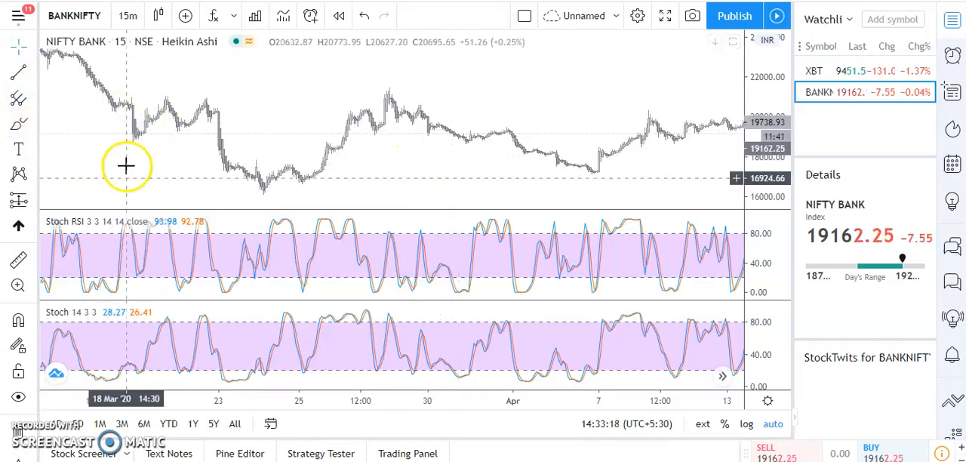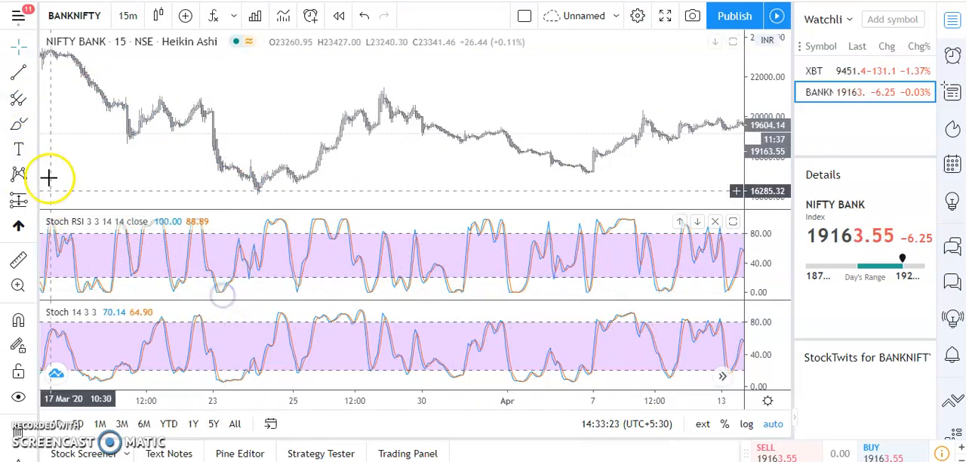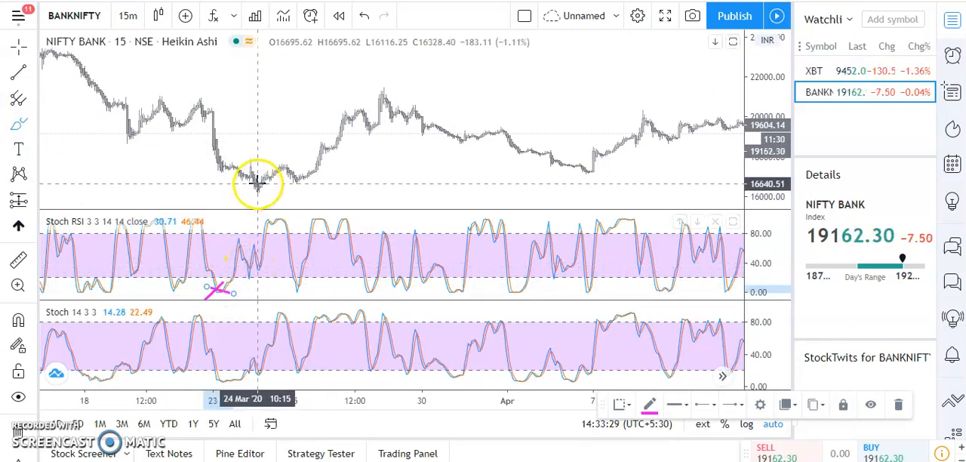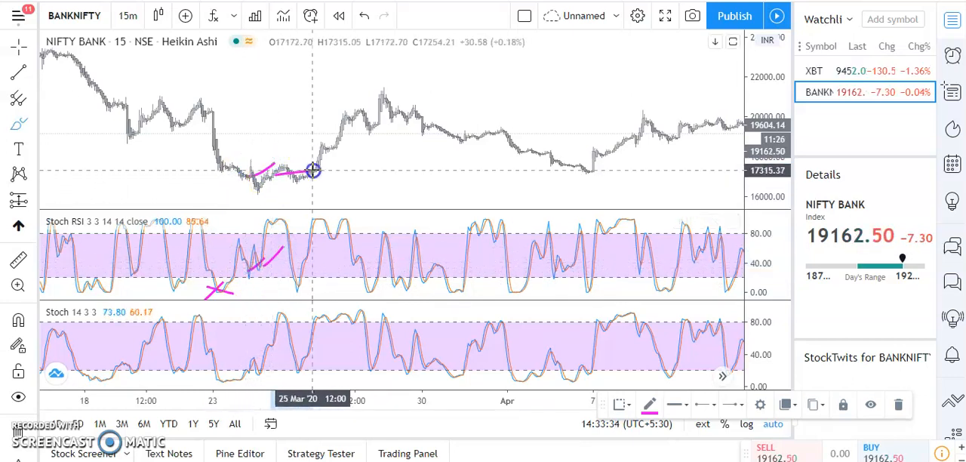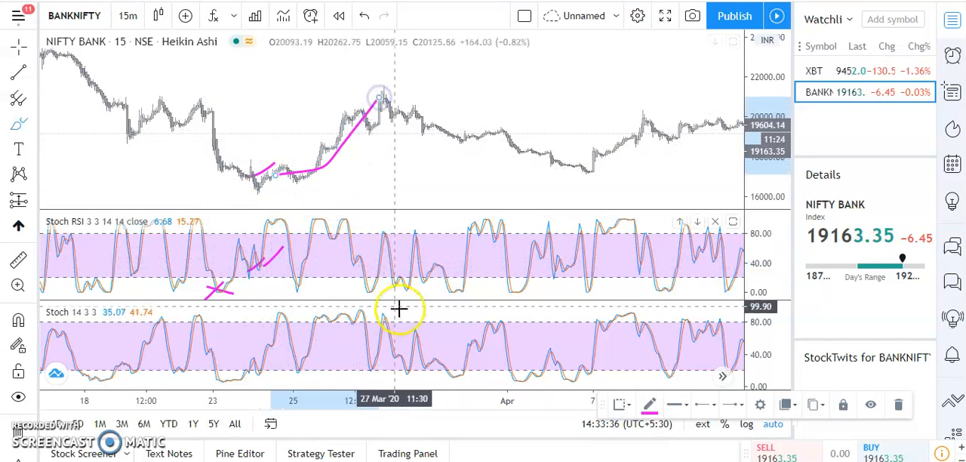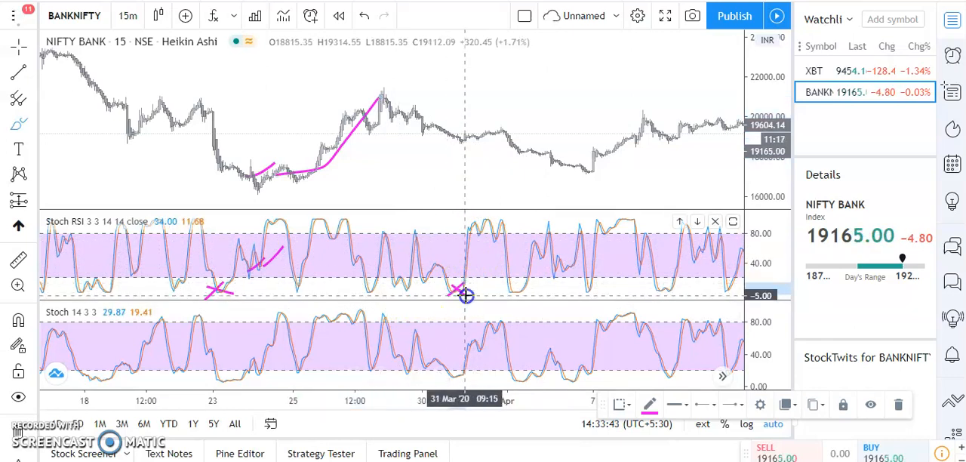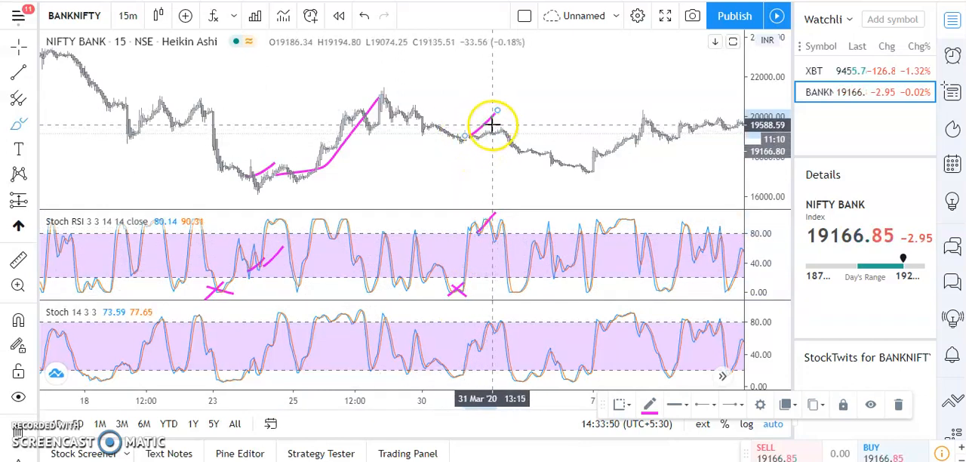We found here, okay, this crossover I will not enter. This has formed at a higher level, so I will enter here. I will enter here, I will enter here. See, the price started to move up again. Everywhere you see, the price will move. This crossover I will not enter, this crossover I will enter. With this crossover, the price slightly moved upwards.